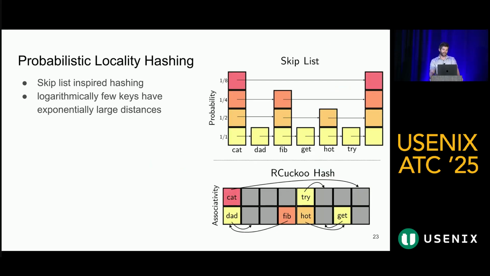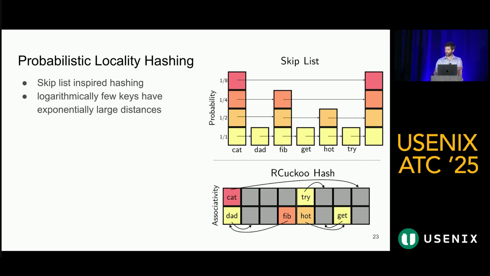We call this idea locality hashing, and it's very similar to how a skip list works. The idea is that you have logarithmically few keys in the table that point to exponentially far distances away. In this example, we have keys like cat that have a pointer all the way to the other side of the table. But the majority of the keys, like dad, get, and try, only have a distance of 1 to their neighbors.